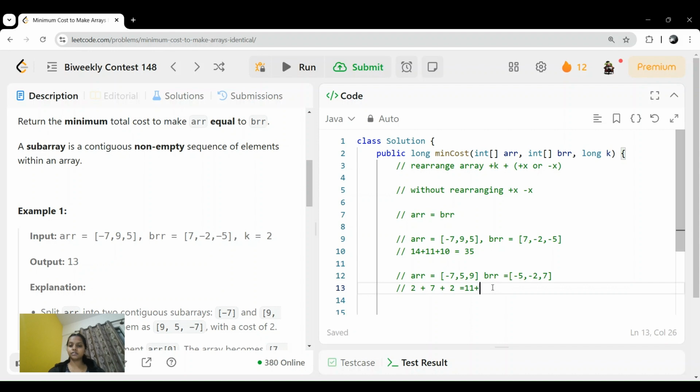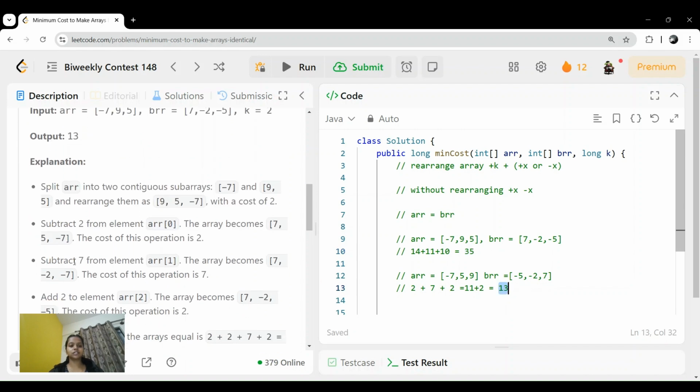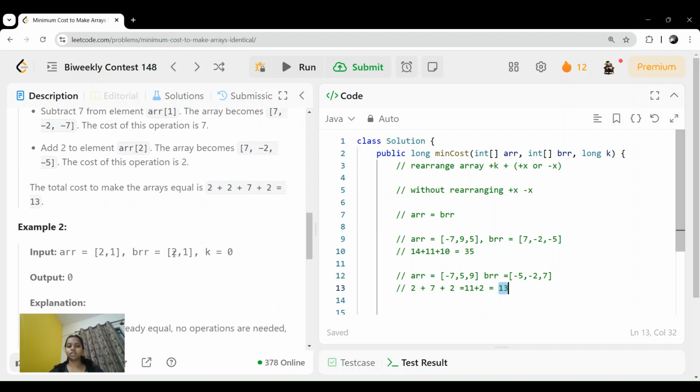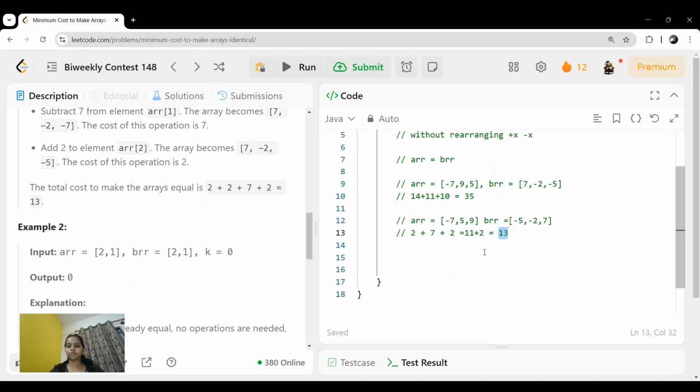But as we are rearranging, we have to add k. What is the k given here? 2. So plus 2 will be 13. So this is 35 and this is 13. Which is the minimum? 13. So the answer is 13. In this case, the two are the same, so no operations are needed. So let's code this question.